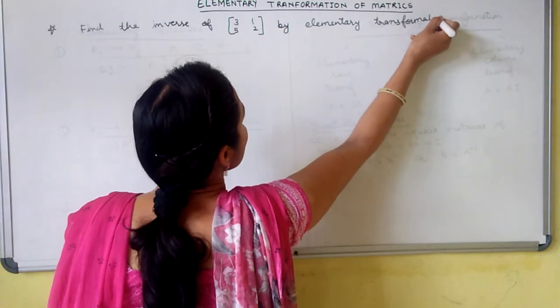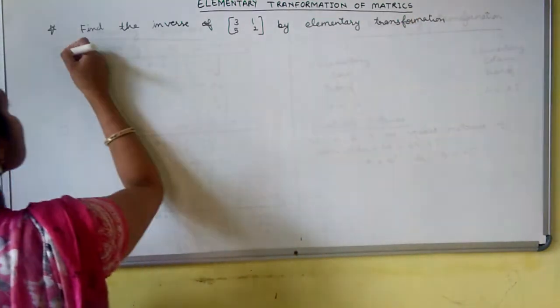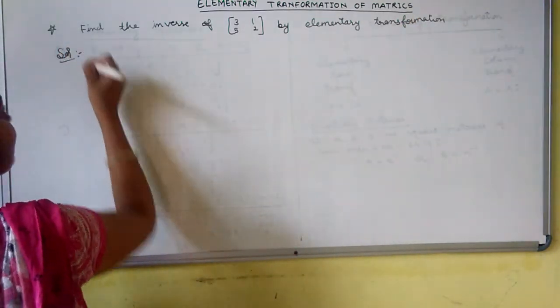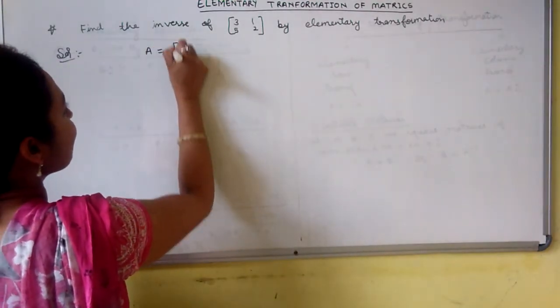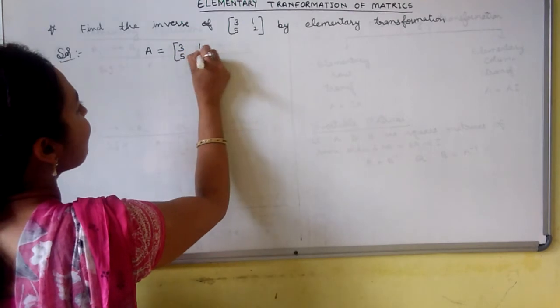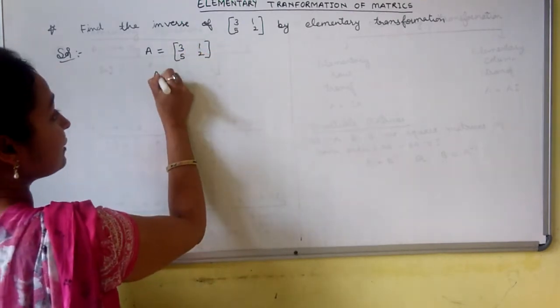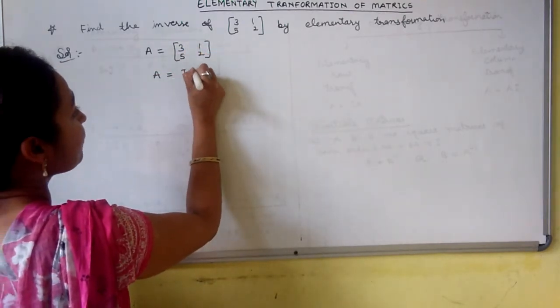Elementary transformation. I will opt for the row transformation solution. First of all, write the value of A. A is 3, 1, 5, 2. Write the ways. How can you write it?